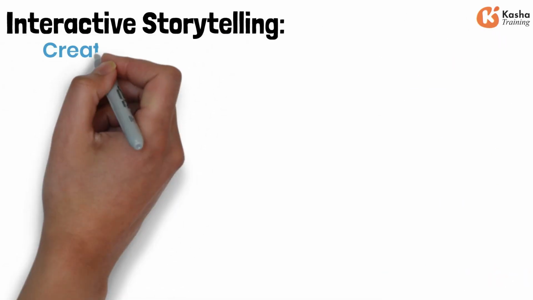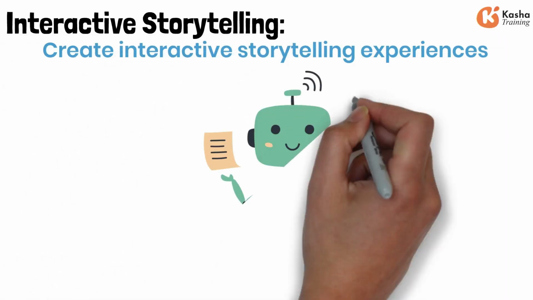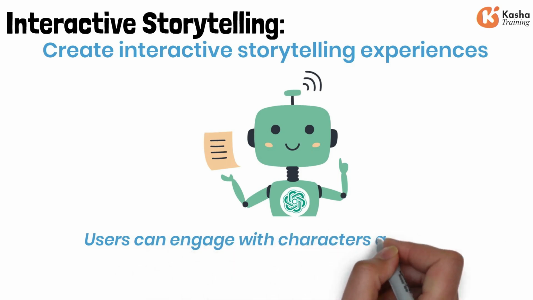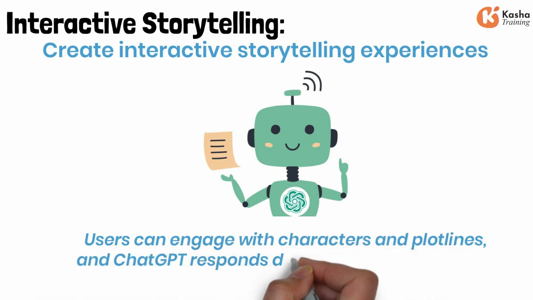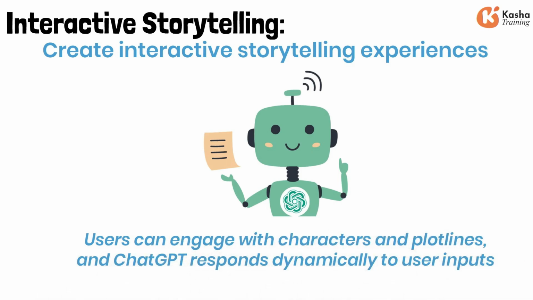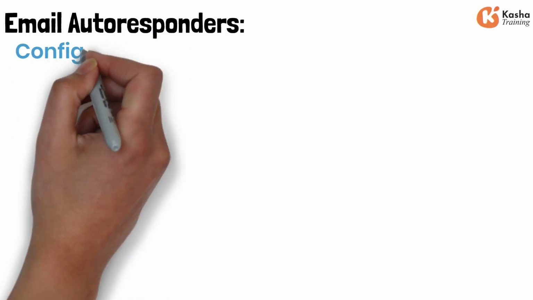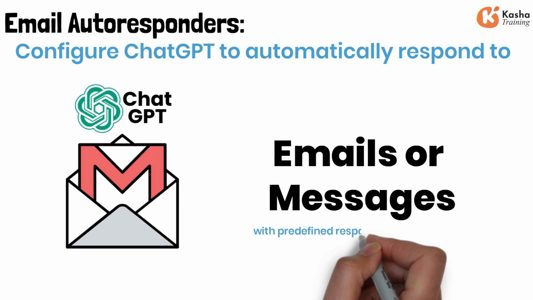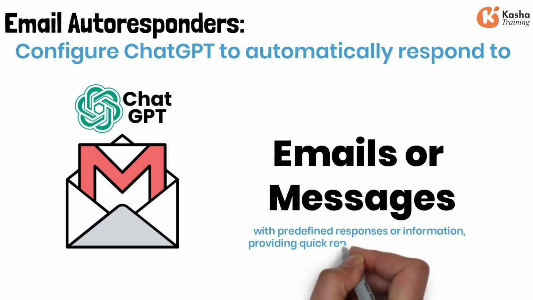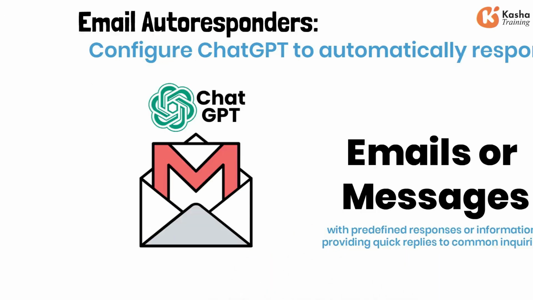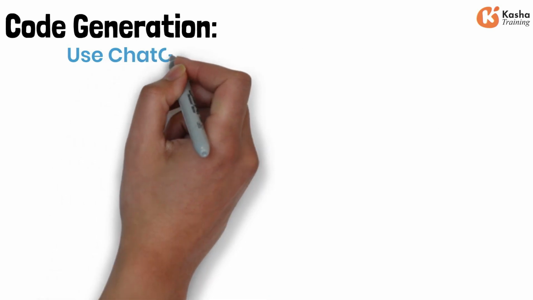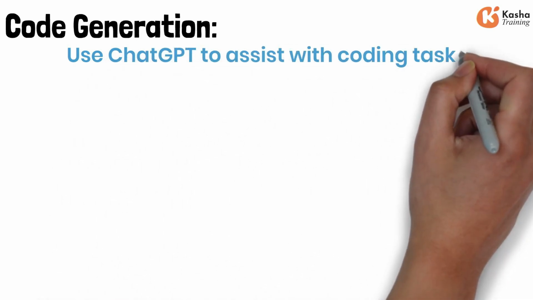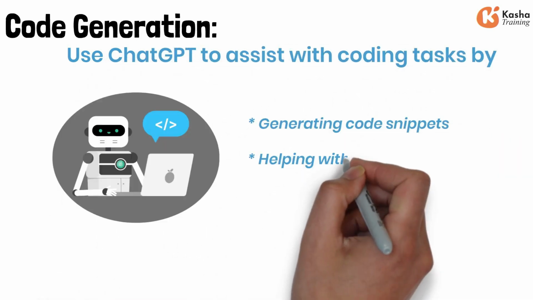Interactive storytelling: create interactive storytelling experiences where users can engage with characters and plotlines, and ChatGPT responds dynamically to user inputs. Email autoresponders: configure ChatGPT to automatically respond to emails or messages with predefined responses or information, providing quick replies to common inquiries.